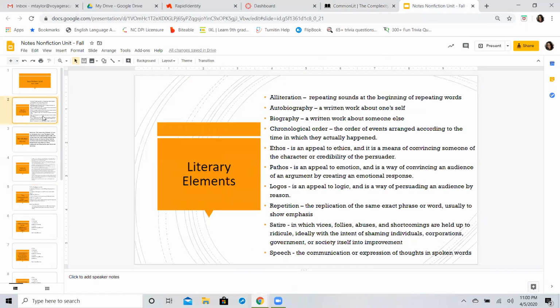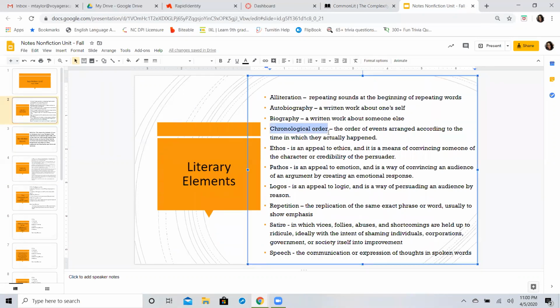I want to go back and touch base with some of these literary terms. We don't see alliteration in this passage. This was more of a poetry term, but you will see it occasionally pop up in nonfiction text because it's a catchy way of getting the reader's attention. Not necessarily an autobiography or biography here. We're not talking about someone's life in particular. We don't have a chronological order here, but this was with our Eleanor Roosevelt passage that we had last week that you guys should remember.